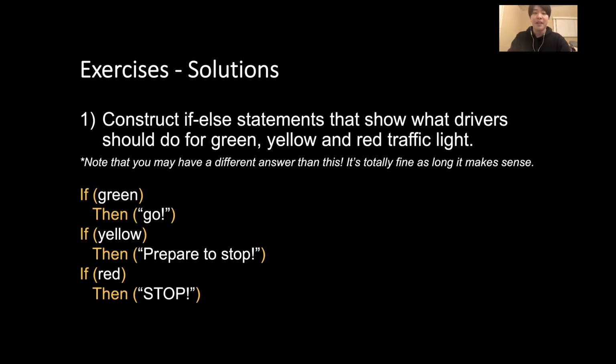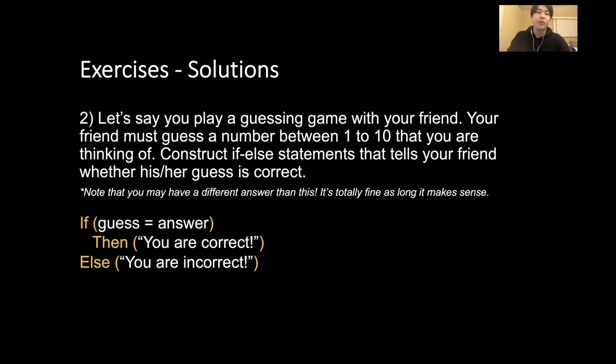Number two, this is what we did. Your friend is guessing a number. If your friend's guess is equal to the answer, then you can say, hey, you're correct. But else, you can say you're incorrect. So this is called an if else statement.